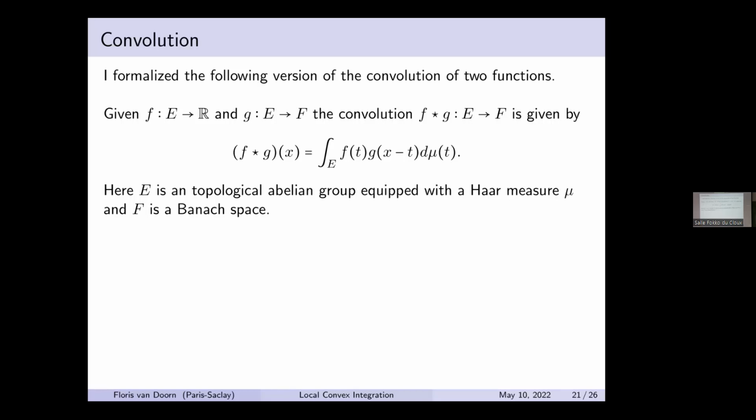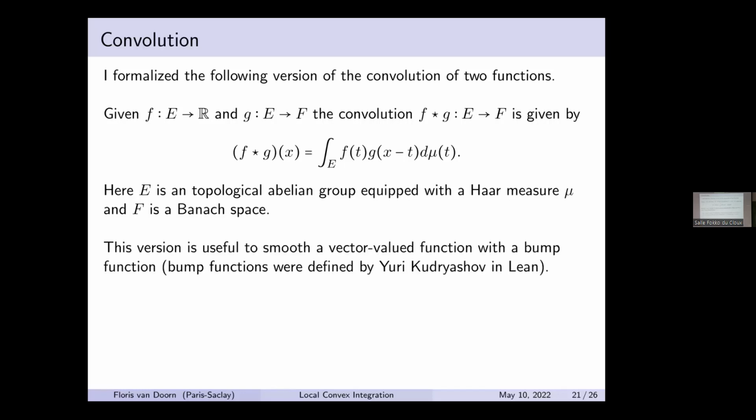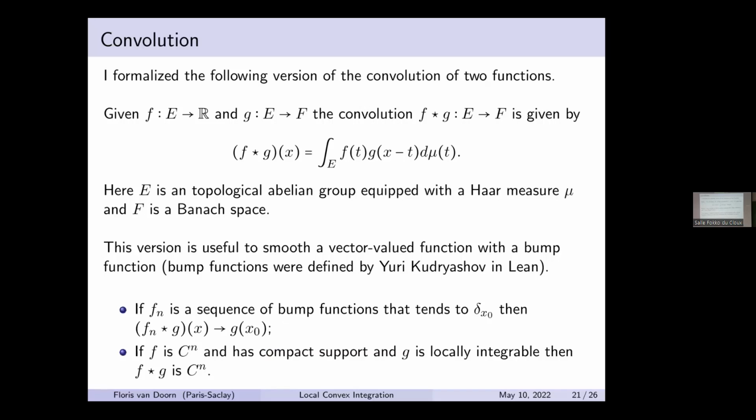I did this in the generality where E is a topological abelian group equipped with a Haar measure, and F is an arbitrary convex space, not necessarily finite dimensional. Then we want to do this where f is a smooth bump function. We want to at least apply it to that case. Bump functions were defined by Yuri in Lyon, so we have those, and that's nice.